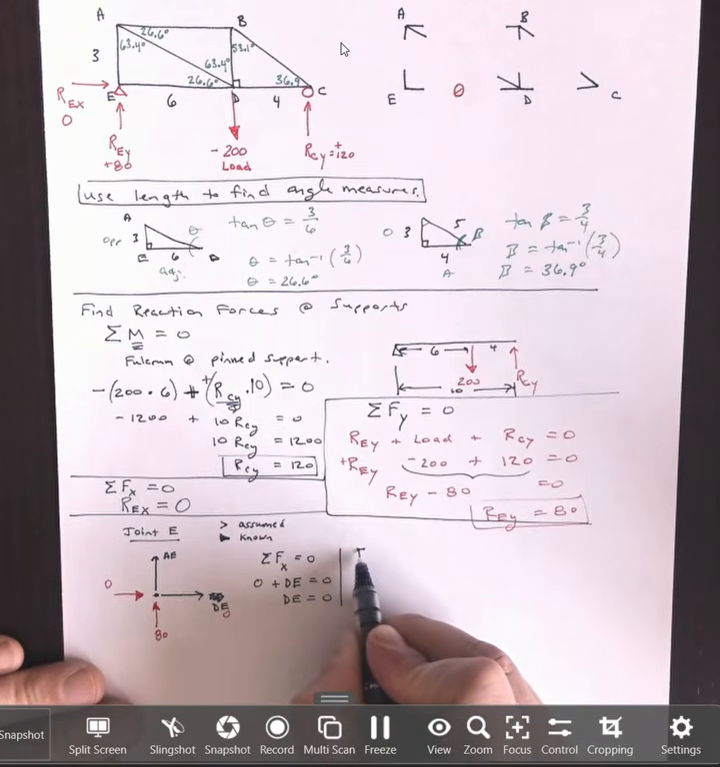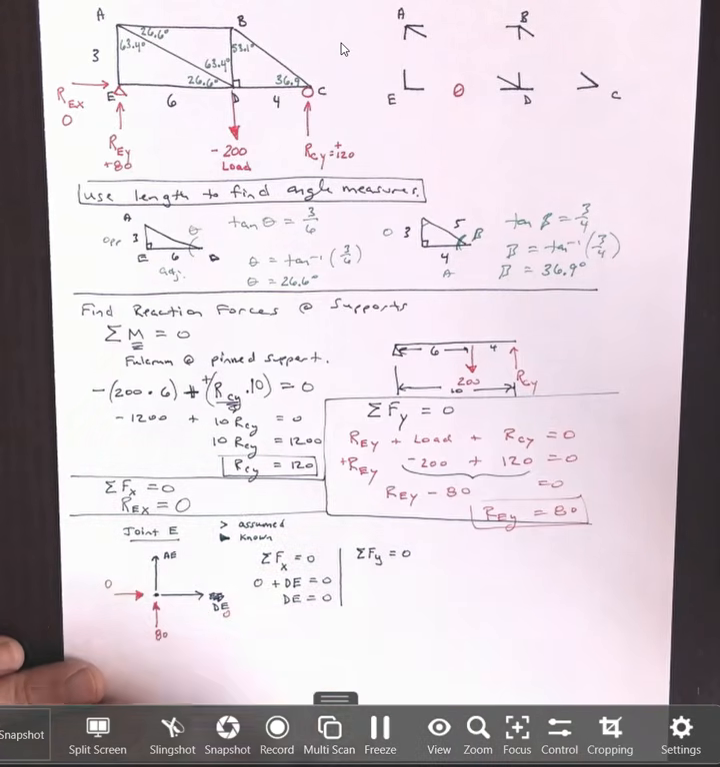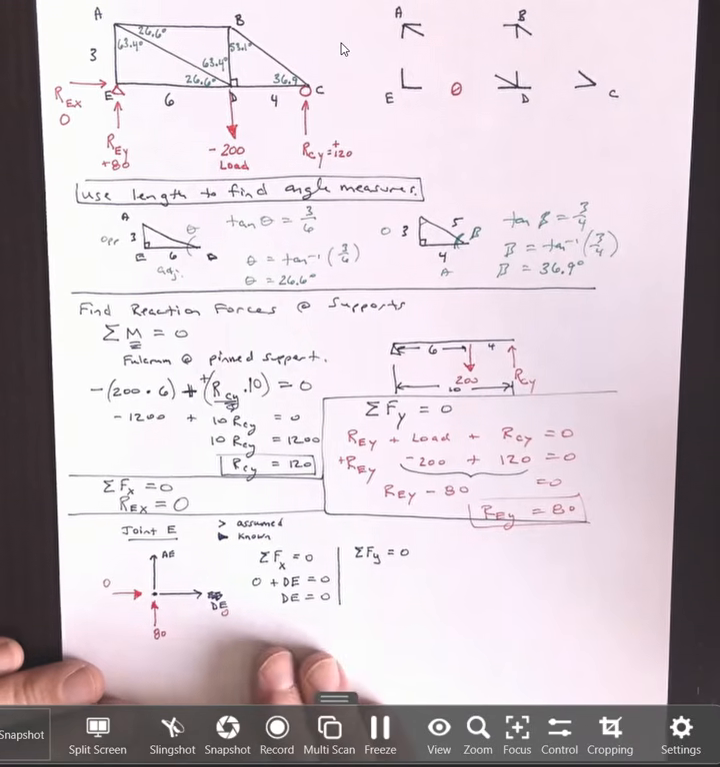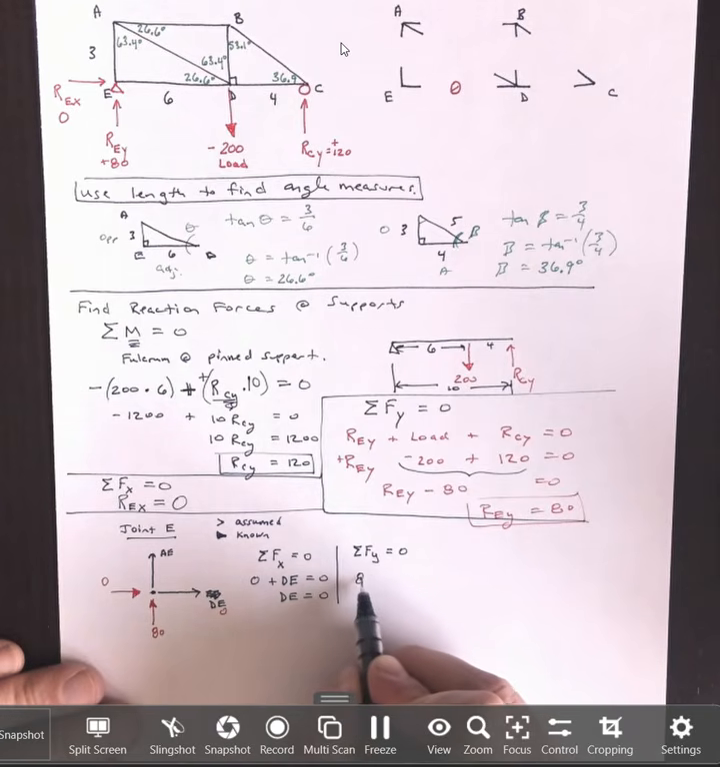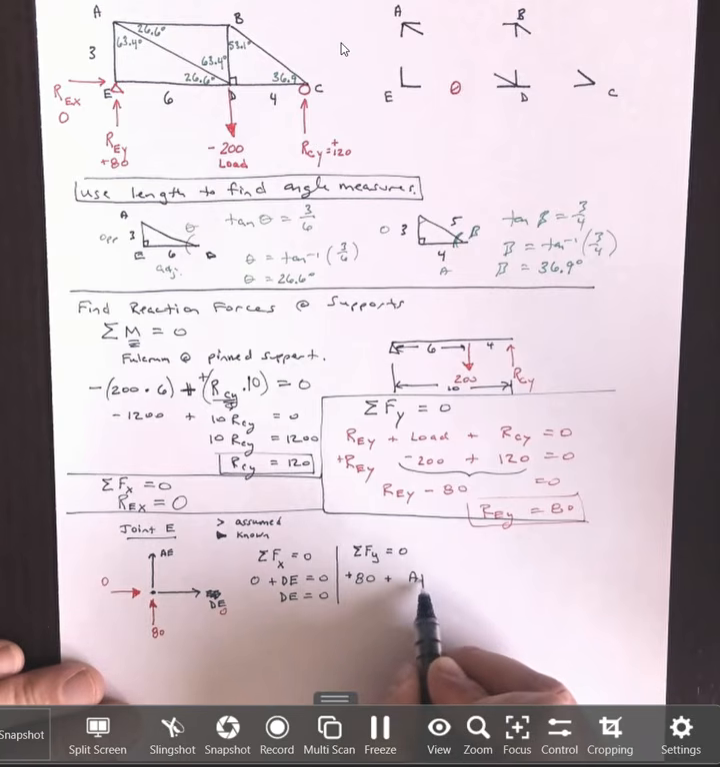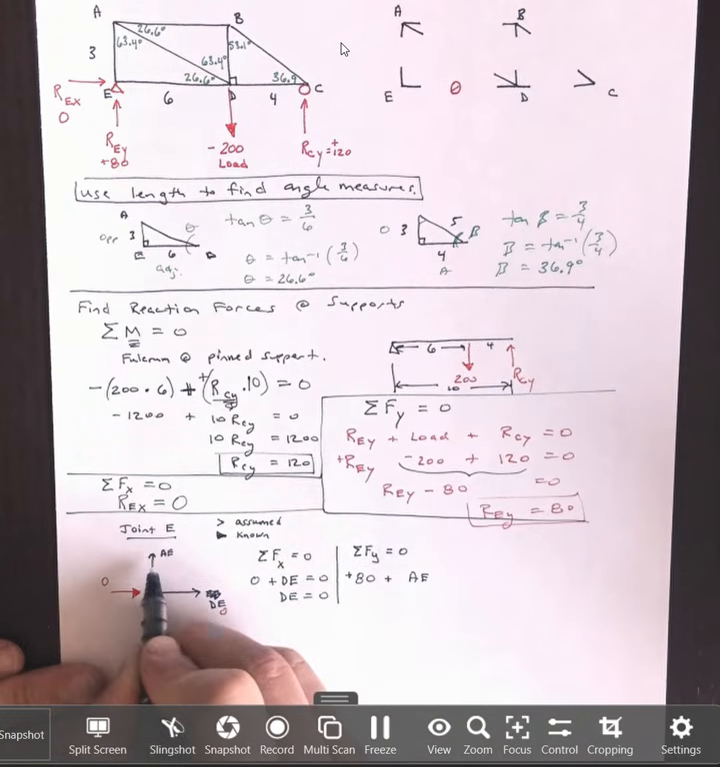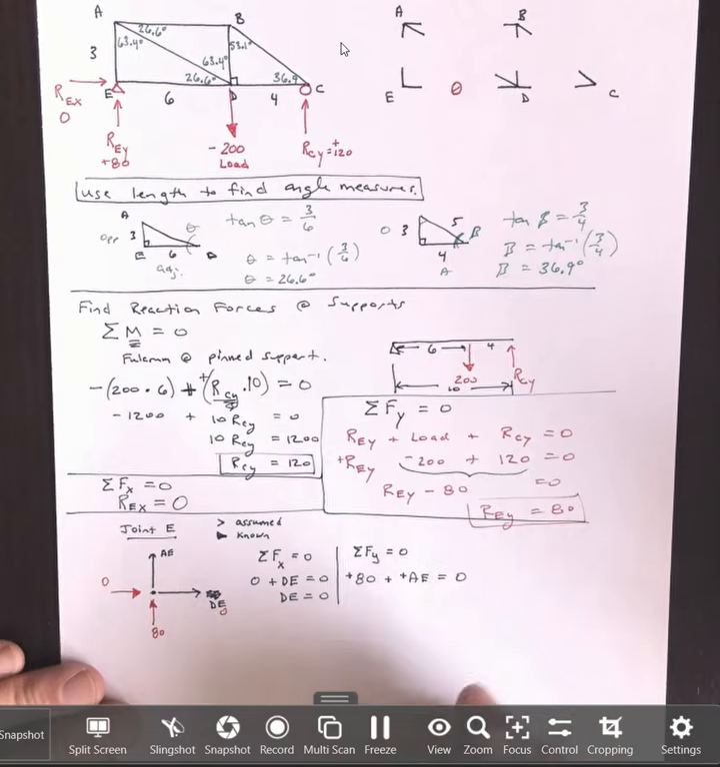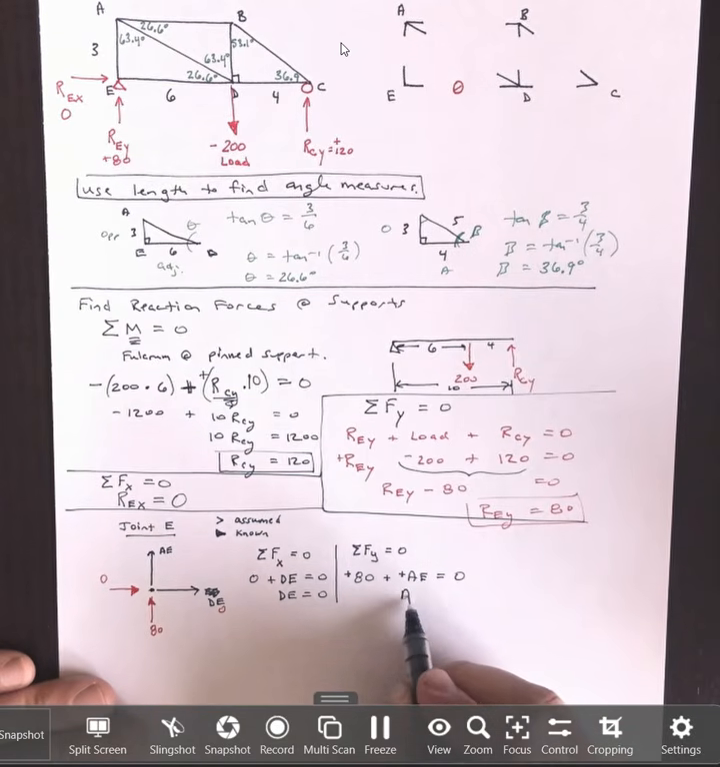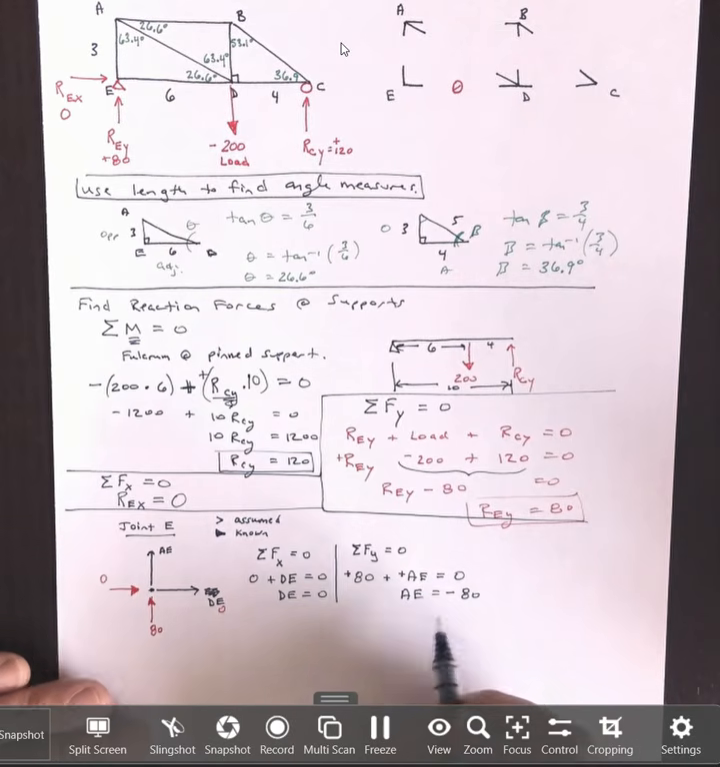Now I'm going to say the sum of all the forces in the y direction have to add up to equal 0. So that's the 80, which is up, which is positive, and then AE is assumed to be in tension, which is up. Up would be positive, so I'm just clarifying. I'm assuming that's positive. And then I solve. I'm going to subtract 80 from both sides, and I'm going to get a negative 80.